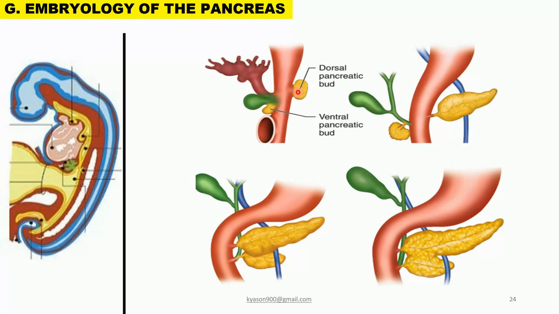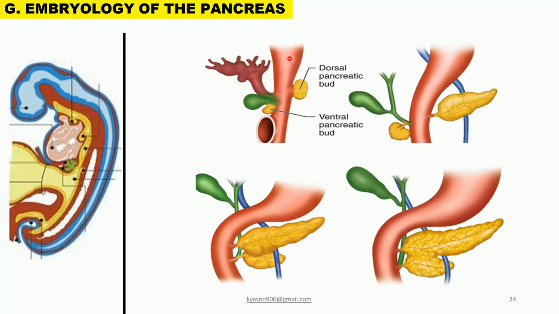Okay, these buds are going to form around the 5th or 6th week of development, and of course, as development continues, normally we know that the stomach has to rotate. Okay, if you look at the normal human body, the stomach is more on the left, so normally it has to undergo rotation. The duodenum is going to be a loop on the right side of the abdomen. So normally these structures have to undergo rotation.